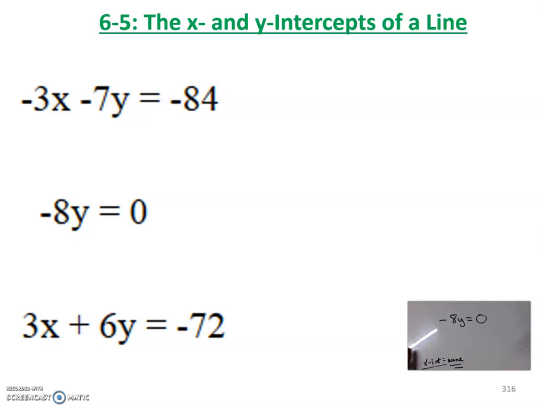And if the x-intercept is none, that means that this is a horizontal line. Okay, so now I'm going to solve for y. So y equals what? If I divide by negative 8 and divide by negative 8, y is just going to equal 0. So my y-intercept is 0, and that's also the name of my line. I hope that makes sense to everybody. So there's no x-intercept here.